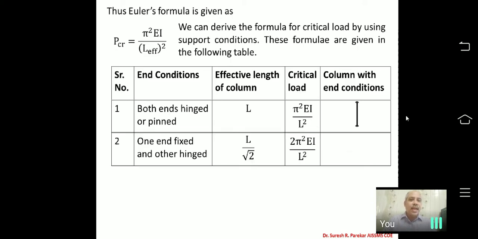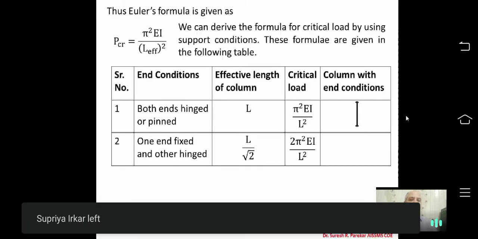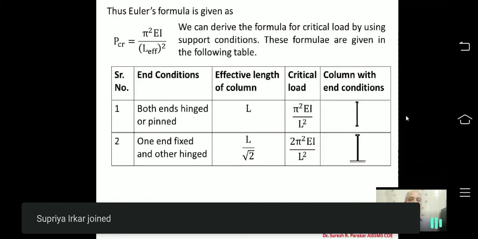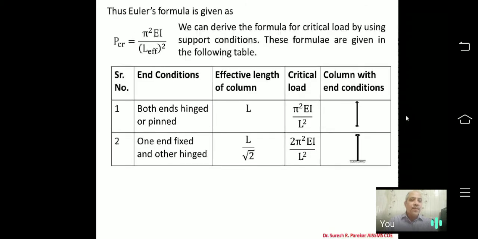Now second, we have one end fixed and the other end hinged. So we have L upon root 2, that is the L effective value. Now if you put this L by root 2 in PCR, then you get L by root 2 whole square. So root 2 square is 2, which will go in the numerator because it is the denominator of the denominator, and we will get 2 pi square EI upon L square. Now you can see the condition: one end fixed and the other hinged. So you can see in the diagram, one fixed, other hinged.